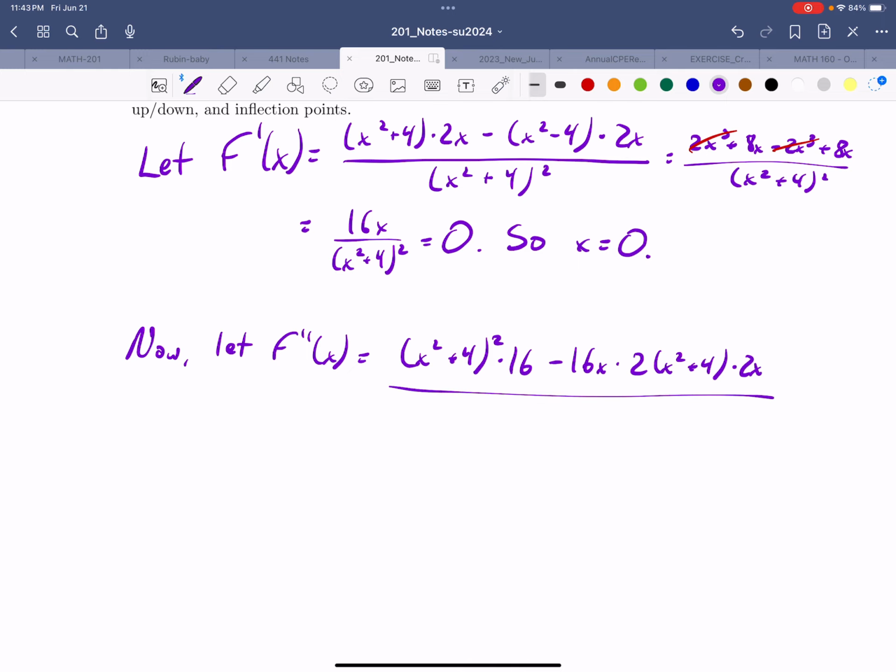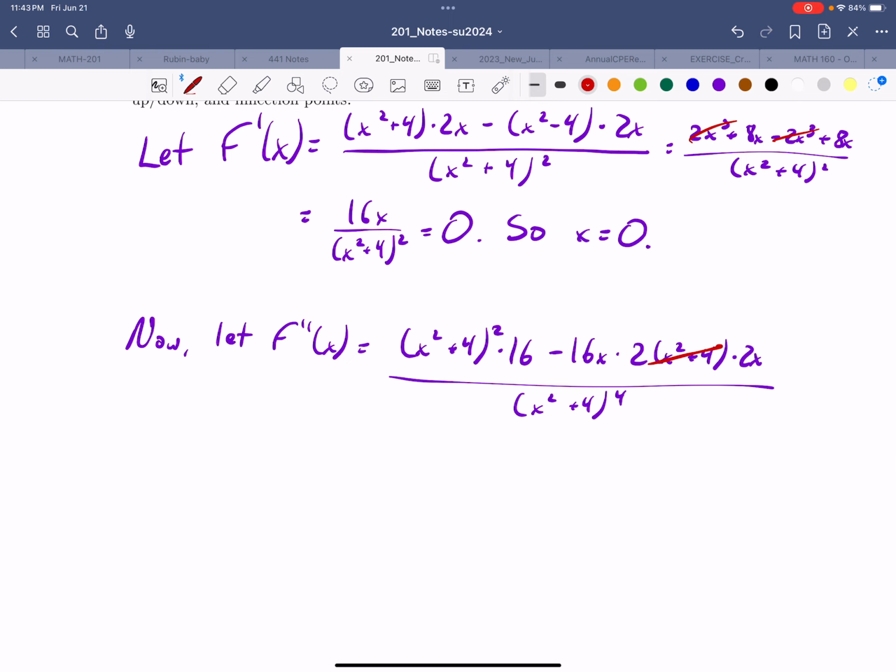All over low squared, right? Now this one's kind of cool, actually. If you notice, we have a factor of x squared plus 4 in each term on the top. So I can actually cancel like that, and so I'm going to.